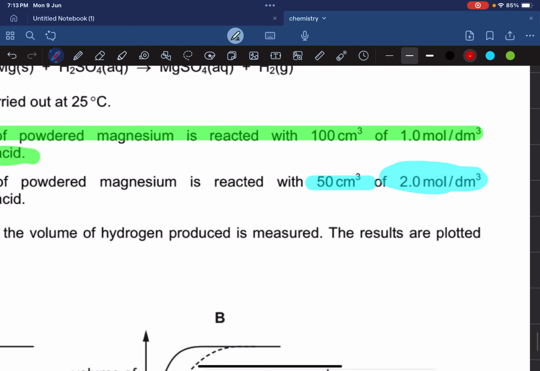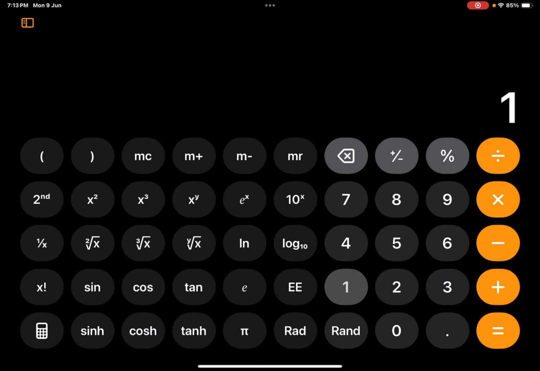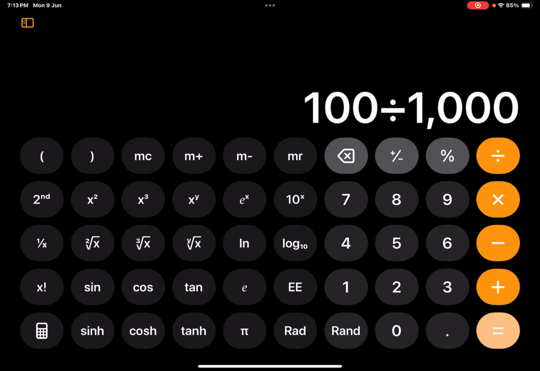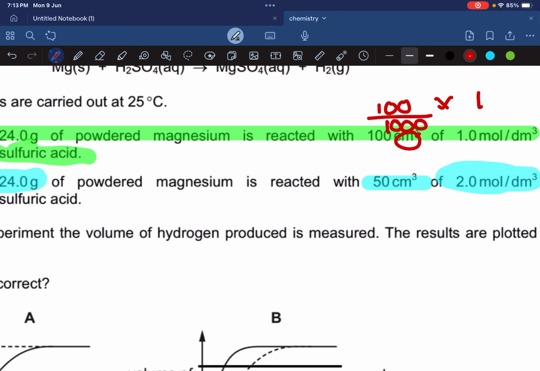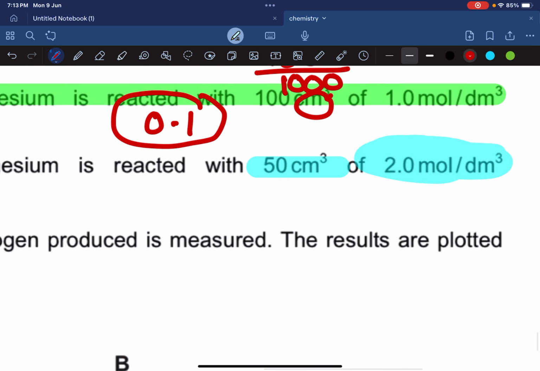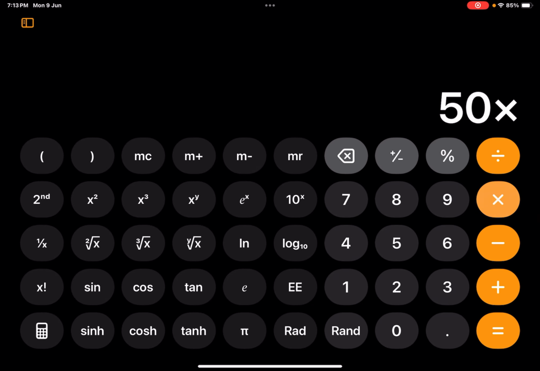Moles are going to be concentration times volume. Volume is 100 divided by 1000, because we have to convert cm³ to dm³, multiplied by 1. So simple, 100 divided by 1000, 0.1. That seems so basic that you're dividing 100 by 1000, but in chemistry, don't take the risk. Always use a calculator. So it's 0.1 moles. Over here, we just have to do the same: 50 times 2 divided by 1000. Sorry, not 0.2, it's 2. We get the same moles, which is 0.1.